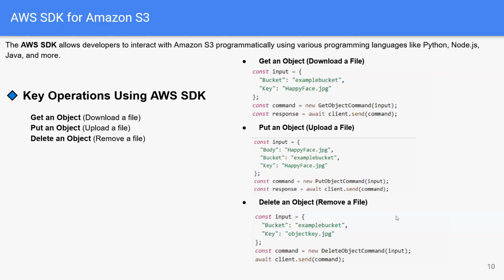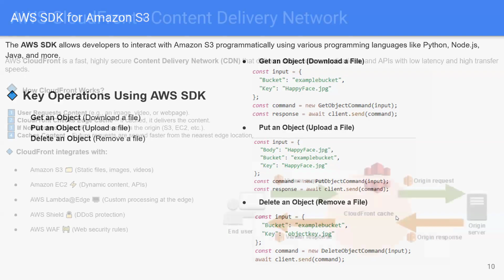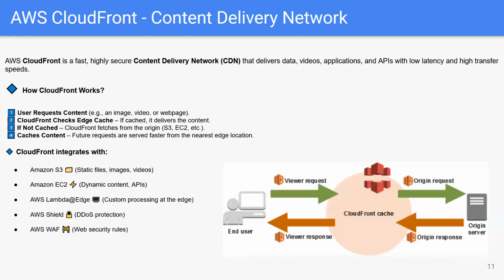Now let's move on to AWS CloudFront. CloudFront is a fast and highly secure content delivery network. Using CloudFront, you can access data with low latency and high speed. It works by caching content at edge locations. Edge locations means the nearest data centers to the user. This ensures that user requests are served quickly from the nearest location.